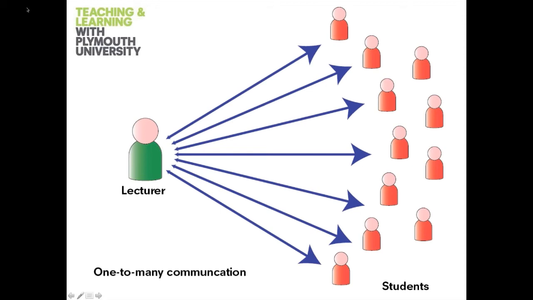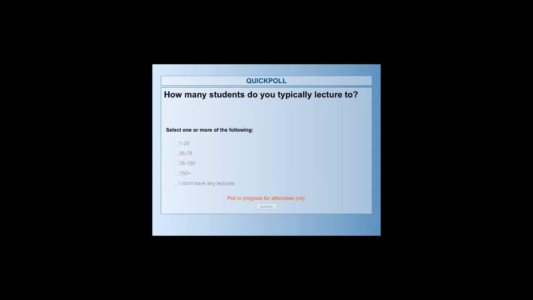So what I'm going to do now is run a poll to find out in the audience how many students you have in a typical lecture. If I launch that poll now, I believe that should be up on screen, and you can now vote. Ooh. Lots of people don't have any lectures.